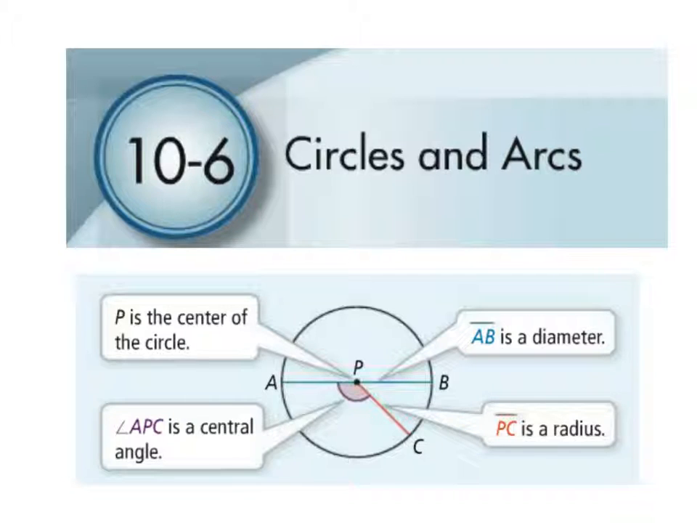And then really what's maybe the new thing is this term, central angle. It says angle APC. This angle that's marked here, that's a central angle. Any angle that is created by the center and two radii is a central angle. So right here, this would be a central angle as well.